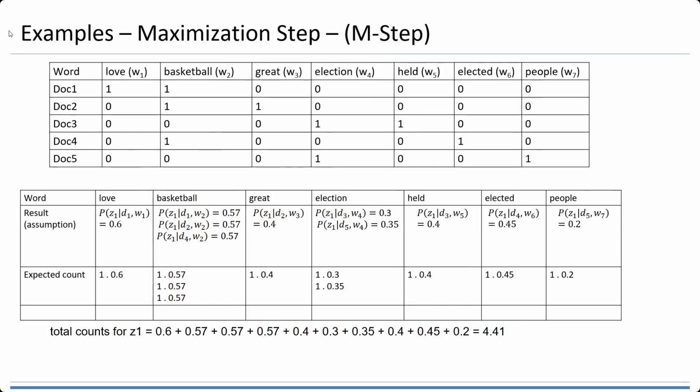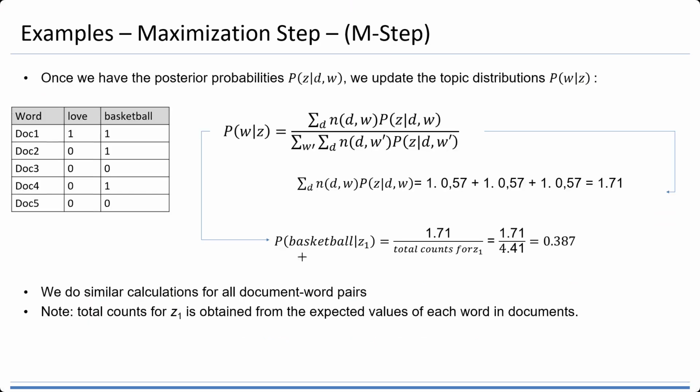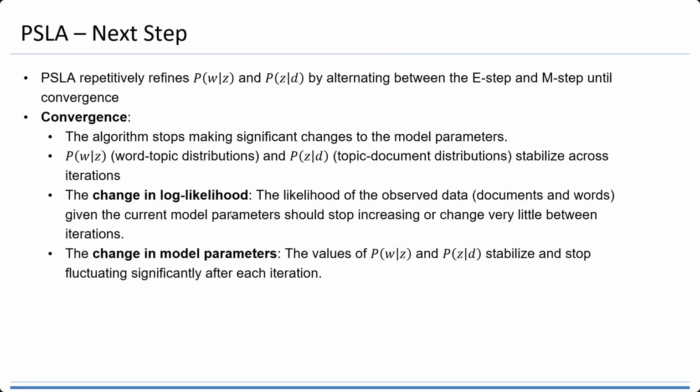This is the total count that we use to look at the probability of basketball given that it is topic 1. So the probability is 0.387, where 4.41 is the total expected count. After we have this, what is the next step? The next step is we will refine P(w|z) and P(z|d), the word given a topic and the topic given a document. We will do the E step and the M step again until convergence.